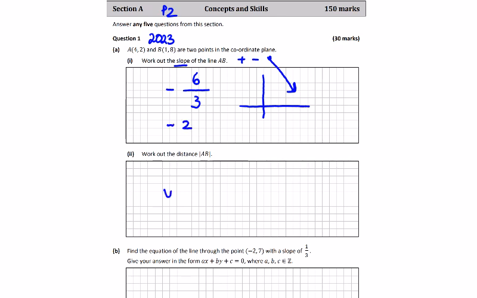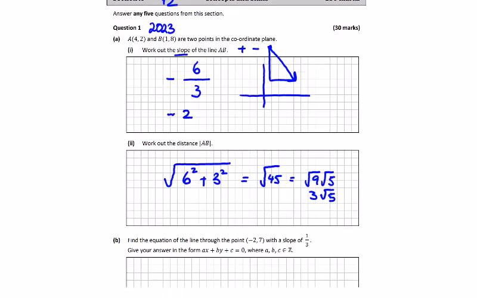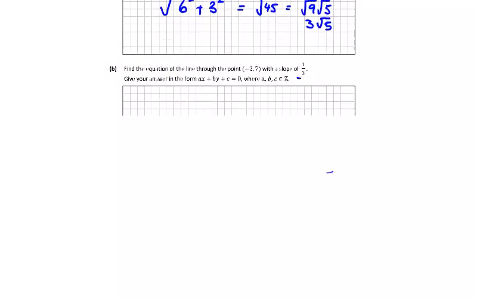The distance AB is Pythagoras. We could create a right angle triangle here and put all our values in, but it's the numbers in the slope: the change in x squared plus the change in y squared. If you learn this off, it makes it nice and easy. 36 and 9 is 45. That would be fully correct, full marks, but your calculator will see this as root 9 by root 5. So it will come up as 3 root 5 on a calculator. Both full marks.